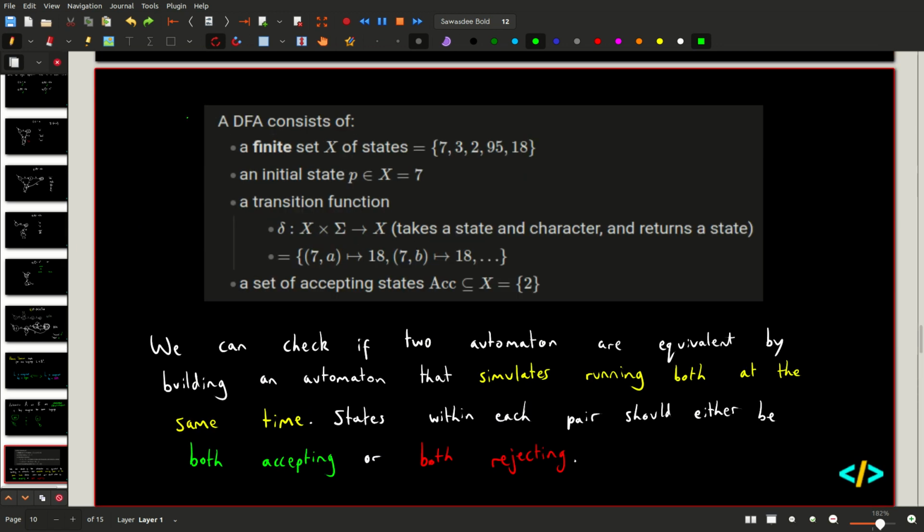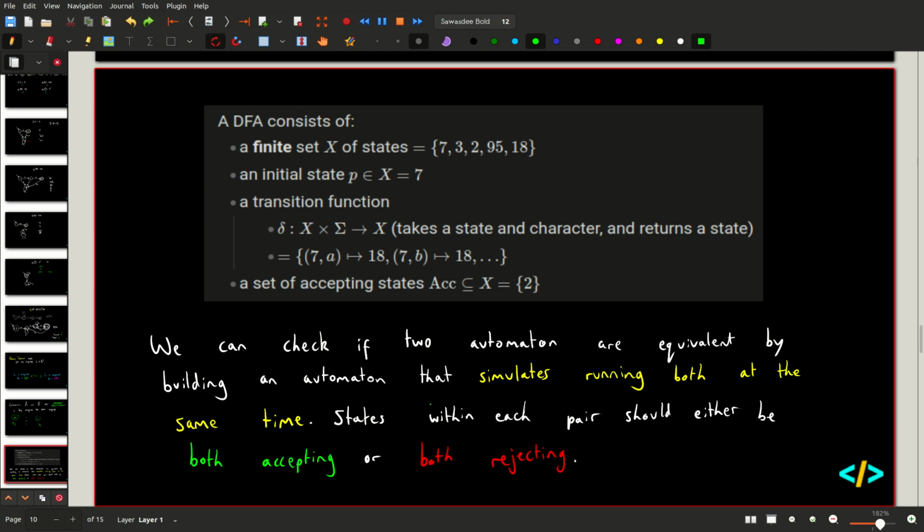So this is just the definition of a DFA. I'm sure we're all quite familiar with that. Finite set of states, a single initial state, not multiple, just a single initial state. We have a transition function from every state to another state. So state 7 with input A takes us to state 18. And this is defined for every single state, every single input. A set of accepting states, we can have multiple, not just one.